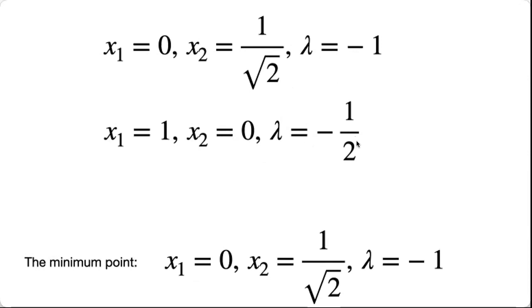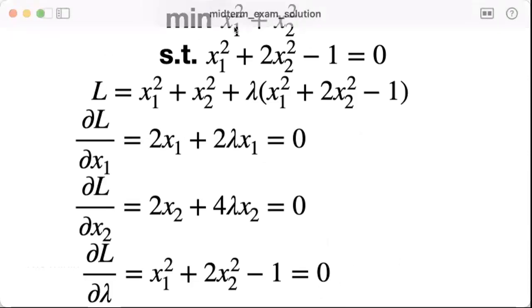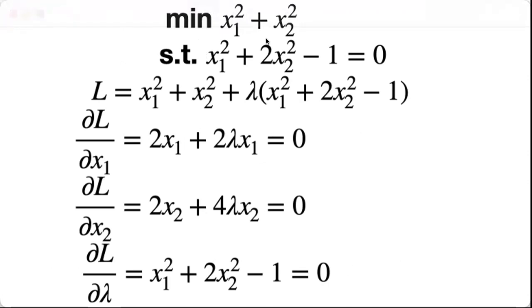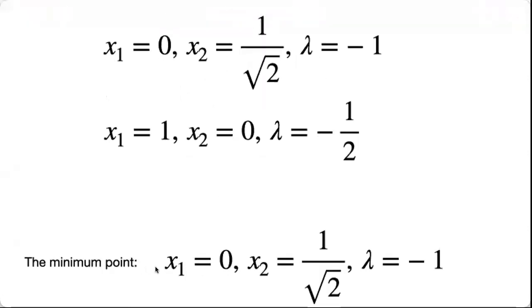Okay, so we got 2 points, right? Which one is the minimum point? Very simple: you can substitute x1 and x2 here into the objective function, and see which one is smaller. That is the minimum point. Of course, the problem does not ask you to find the local minimum point, so you can answer with the point which has the smaller value of the objective function.